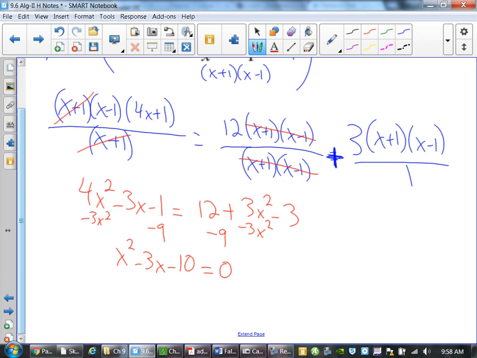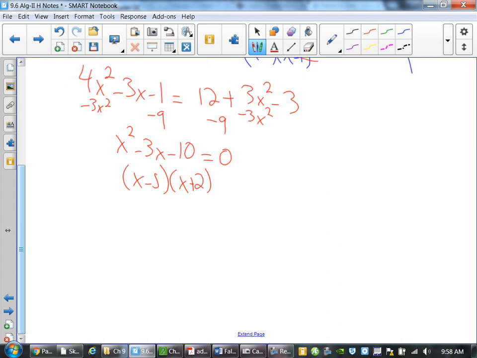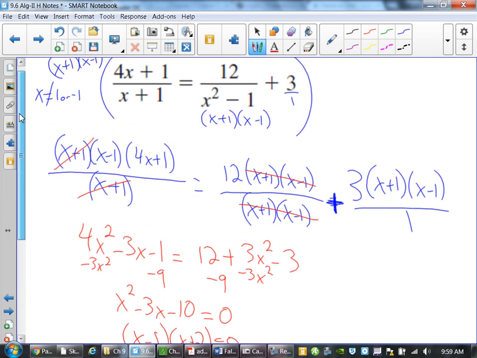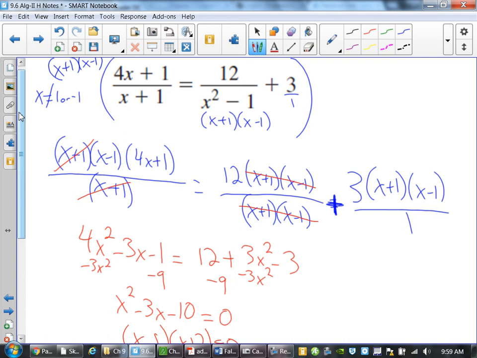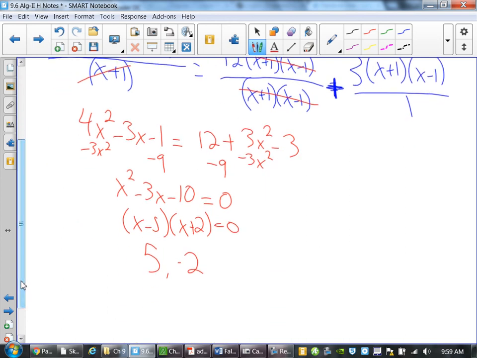What times what is negative 10 that you add together to get negative 3? Negative 5 and 2. Which gives me zeros at 5 and negative 2. And then I would just have to double check to make sure they both work. This was 3x squared plus a 9 then, when I combined those two, for 12 and 3. So I have two possible solutions to double check.